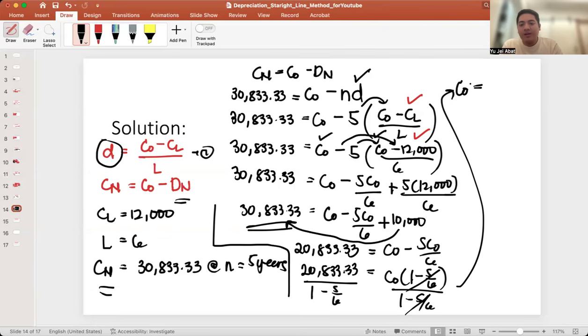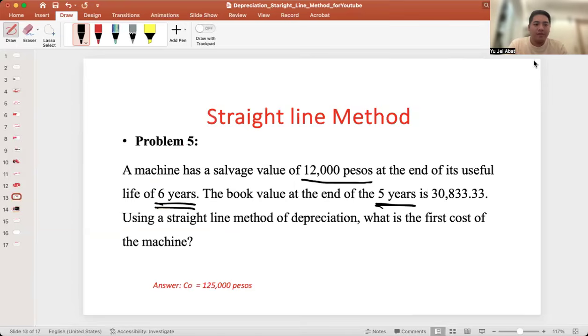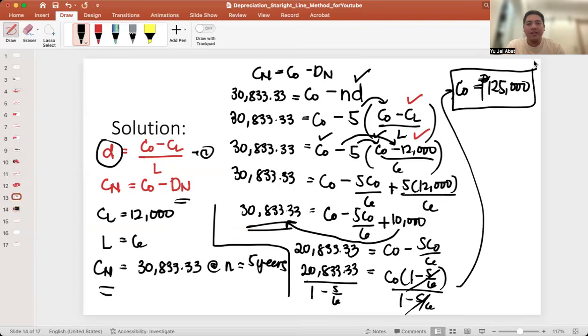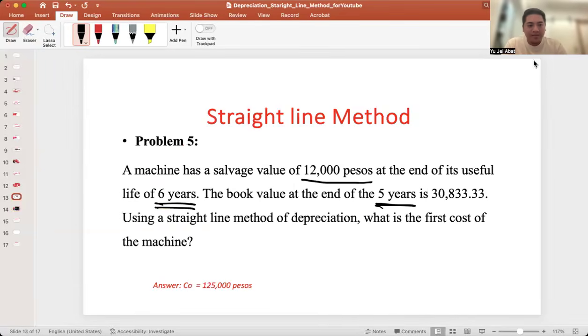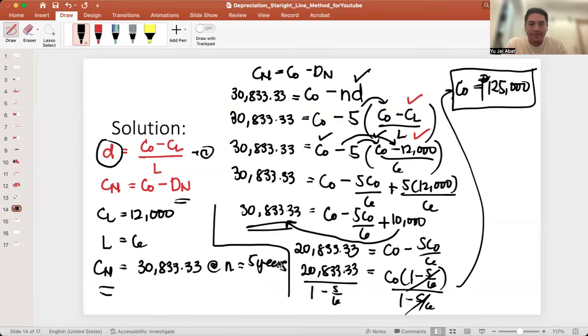And the answer is 125,000. Okay? Rounding off, that is 125,000 pesos. Okay, that is for the straight line method. So we are correct.